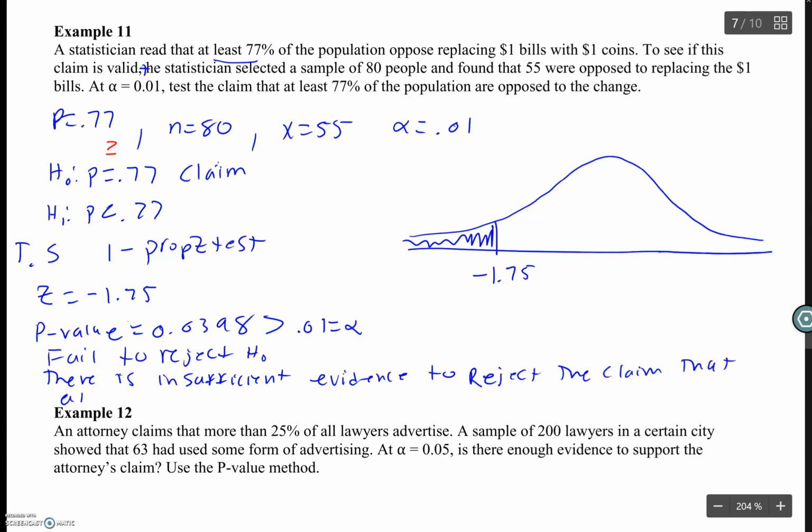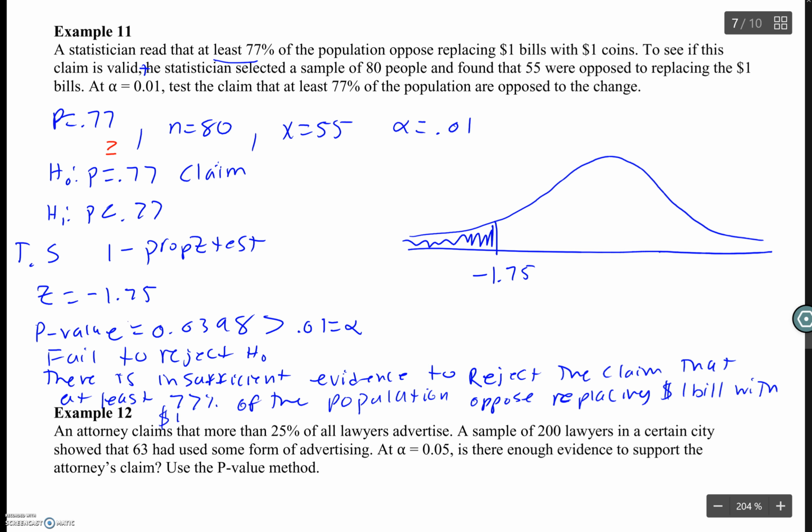that at least 77% of the population opposes replacing the $1 bill with a $1 coin. Questions on that?